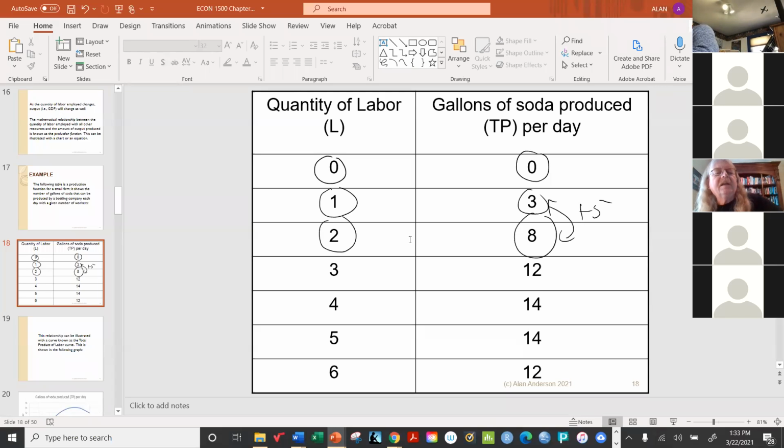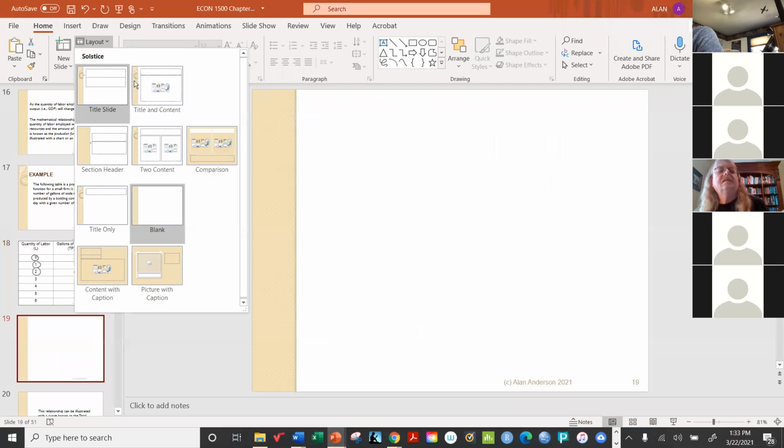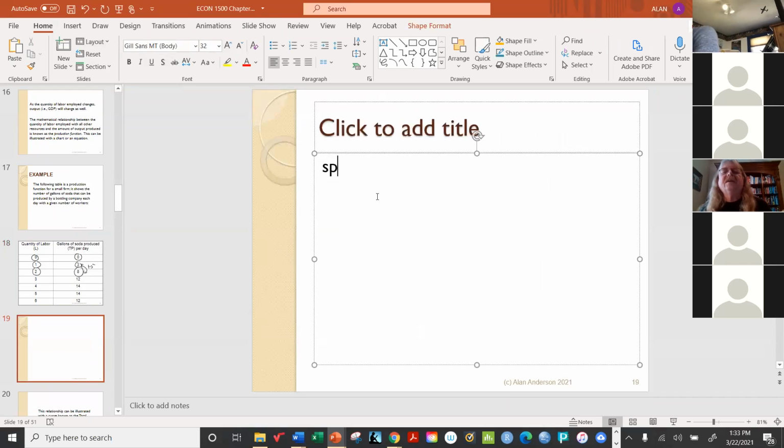Well, the magic word here is specialization. Just like countries can specialize in the goods in which they have a comparative advantage, people can specialize in jobs in which they have a comparative advantage. So let's say, as an example, I don't really know enough about soda making to make up an example. Let's think about a McDonald's.